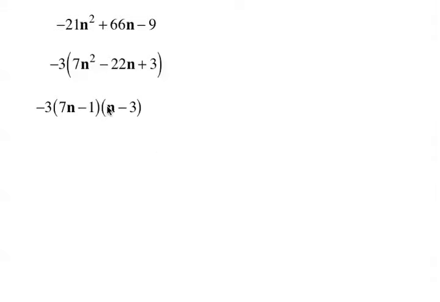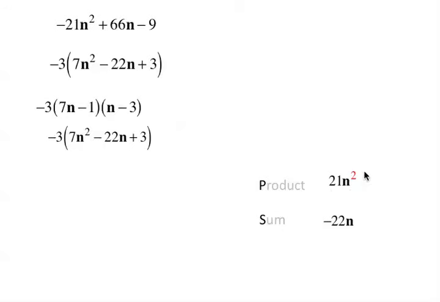So let's do this again using PSF. I'm going to go back up to this step. I'm going to multiply my 7n squared and my 3 together, and that's going to give me the p. So that's going to give me 21n squared. And then I'm going to take my negative 22n. That's going to be the s, the sum, negative 22n. So I'm looking for two factors whose product is 21n squared and whose sum is negative 22n.